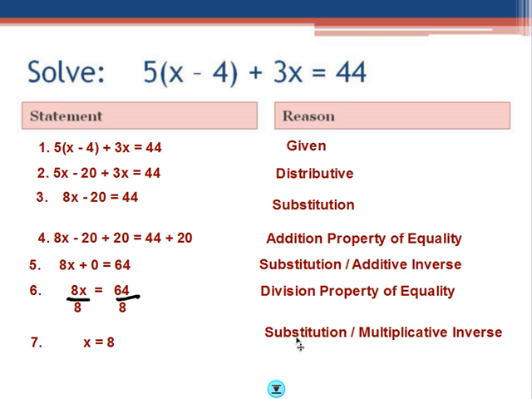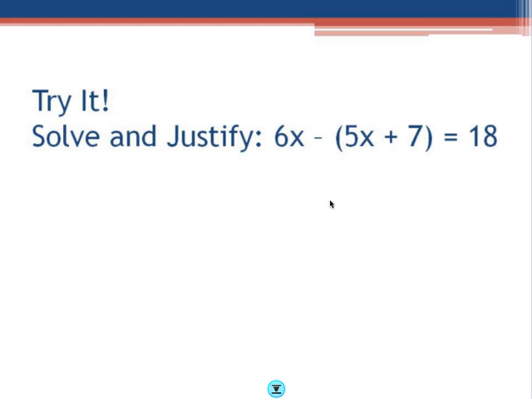Hopefully you start to see a pattern happening. If we use our addition or subtraction property of equality, afterwards it's going to be our additive inverse. If we use our division property or multiplication property of equality, after is going to be our multiplicative inverse to simplify it. Okay, you have one more try it problem, so make sure you bring both of these problems into class tomorrow.